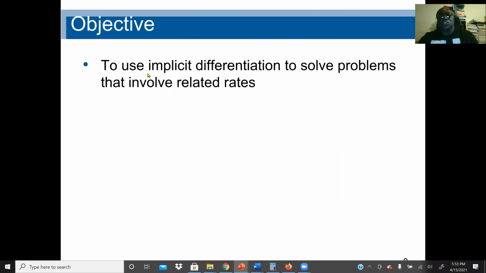So our main objective is using implicit differentiation to solve problems that involve related rates. Anytime we say problems that involve related rates, it means something changing with respect to time, rates. An example would be speed. We know speed involves the distance that it travels, say, the speed of a car. The distance that the car travels with respect to time will give us how fast it's going, which is the speed.